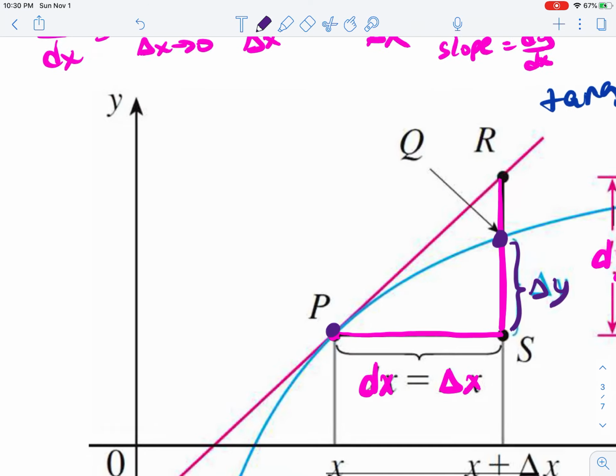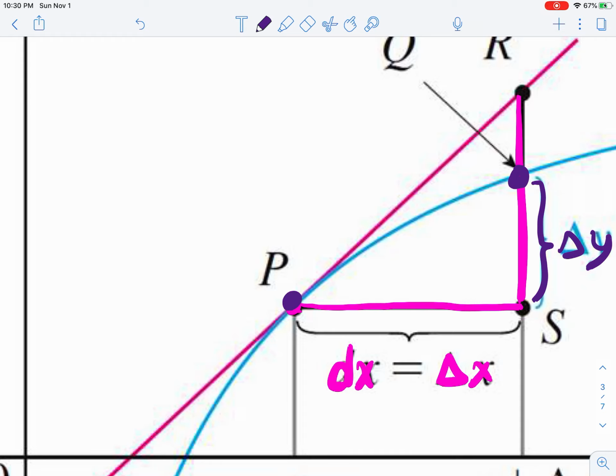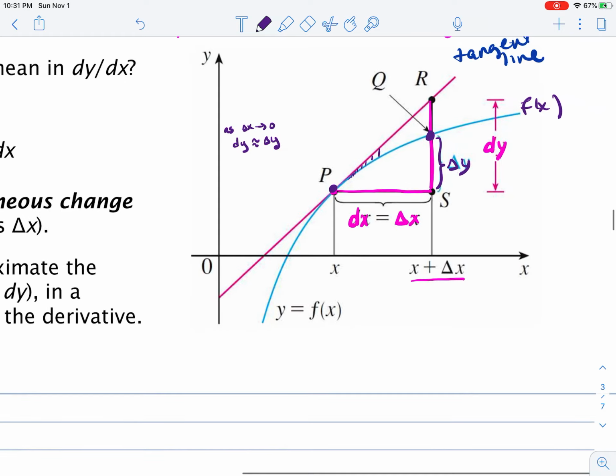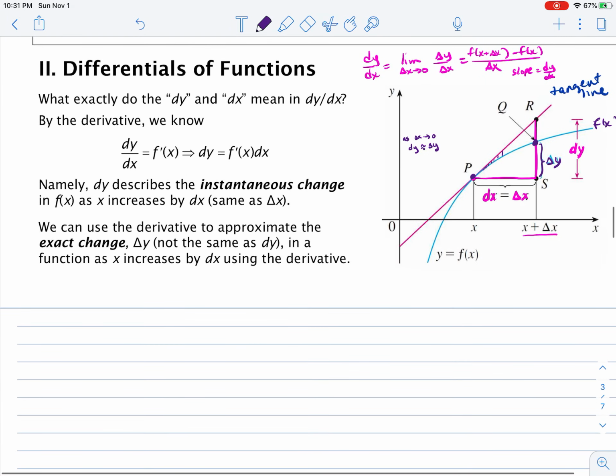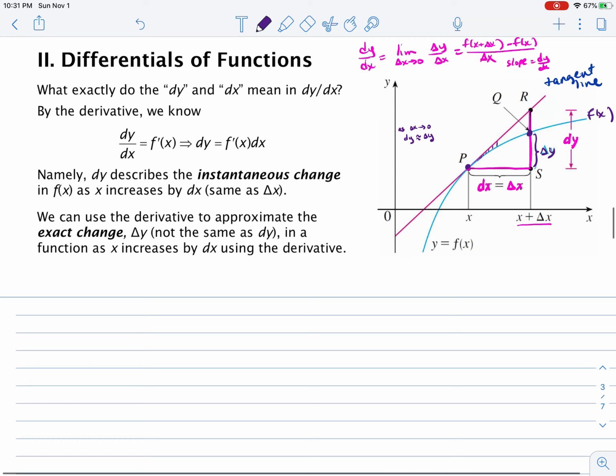Good? All right. So we see, as we zoom in closer and closer to our value of x, that the distance between delta y and dy becomes smaller and smaller. So as delta x goes to 0, our dy approaches our delta y, right? Good. So we want to use that idea.